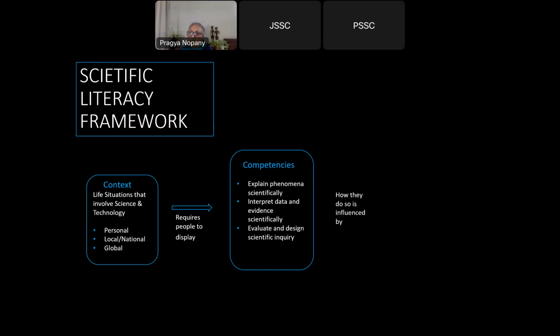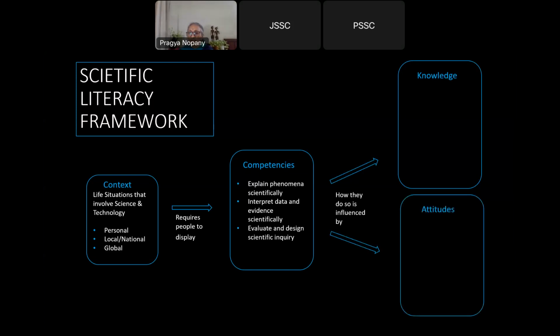Now, how people develop these competencies is influenced by two things. One is knowledge, and the second one is attitudes. So, as far as knowledge is concerned, what do people know about the natural world and the technology? That means the knowledge of science.